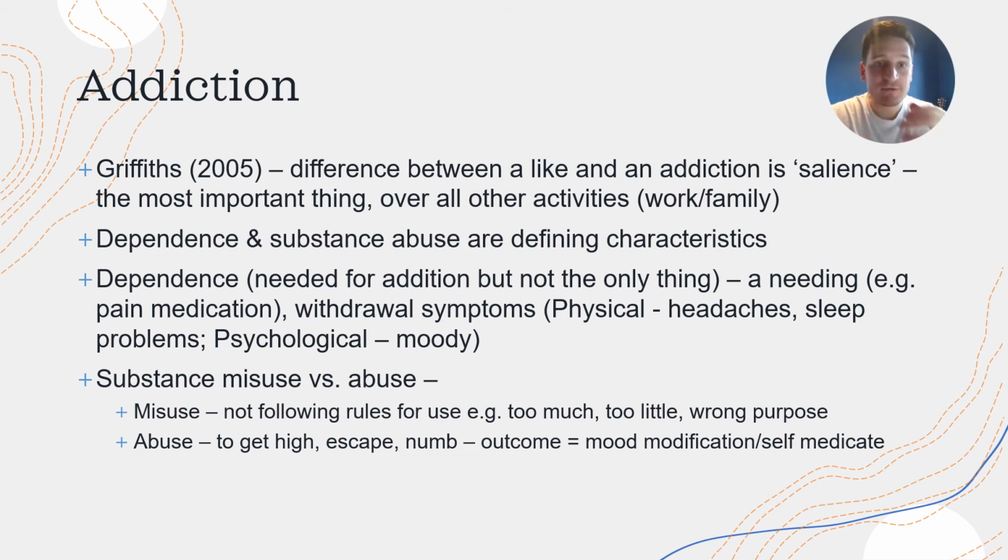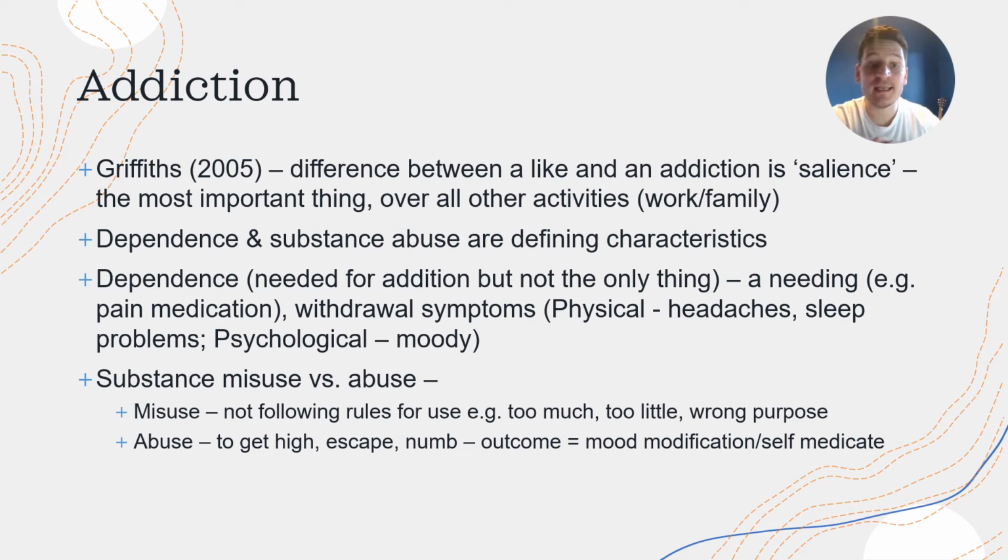There's also definitions to be made around dependence and substance abuse. So these are two defining characteristics of an addiction. By dependence, what we mean is that this is needed for addiction, so there is a need to have this thing. So that could be a pain medication, abusing a pain medication, or misuse of a pain medication. There's withdrawal symptoms. So if you're dependent on something, you have withdrawal symptoms. So these are generally physical, so you get headaches, sleep problems, and they could also be psychological if you're dependent on something. I think I might be dependent on coffee. I definitely get withdrawal symptoms if I haven't had enough.